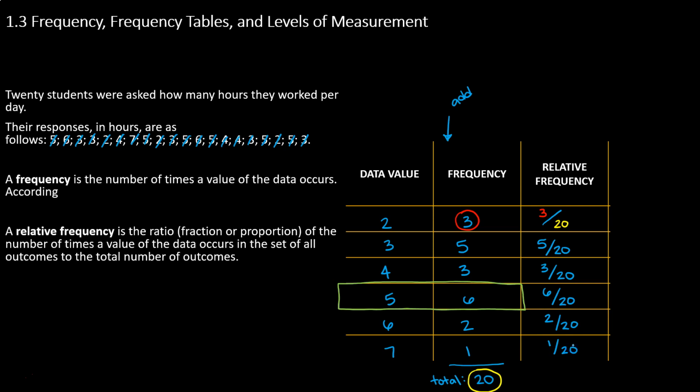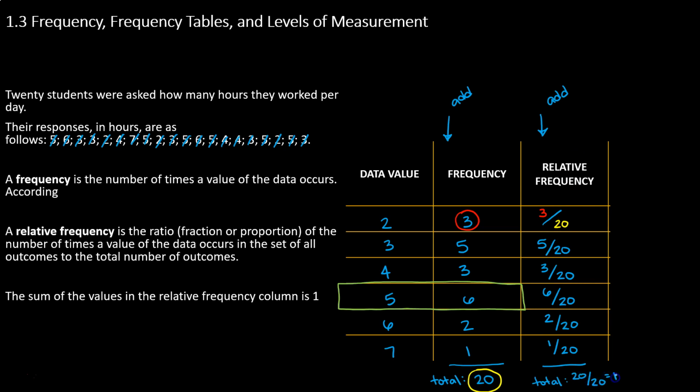Our relative frequency, notice that it just has all of the frequency numbers as numerators over fractions, where the denominator is always the total number from your data set. So it's always 20 in that column. Now, just like our frequency column, we can add all of the values in our relative frequency and make sure that it sums to equal 1. Now, adding these fractions, we'd get 20 over 20, but we know that that's equal to 1.